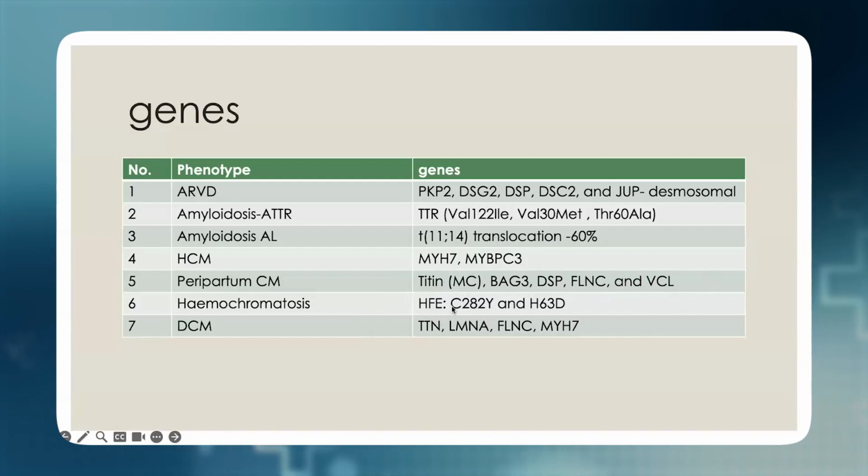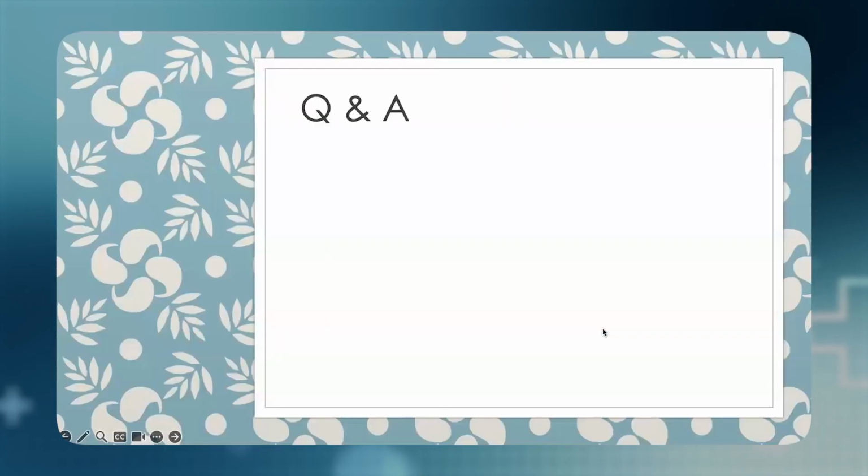Hemochromatosis, again, everyone knows the HFE gene, and these are the common mutations in the HFE gene. In DCM, the commonest gene involved is TTN. TTN is the same, titin gene. And these are the other ones. LMNA is the lamin gene, FLNC, MYH7.